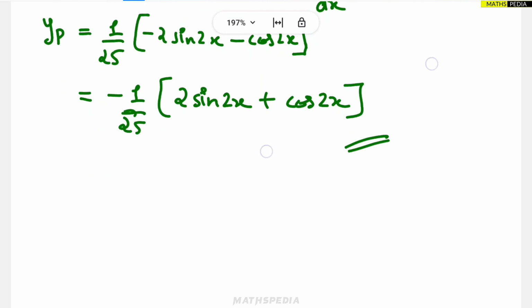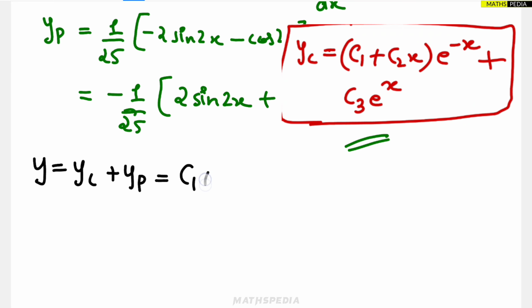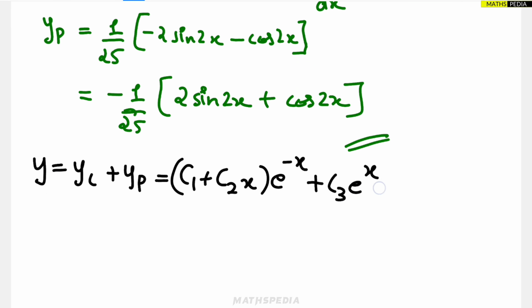Now I'll combine both to get the y value. Y is equal to yc plus yp. Yc value we already calculated, c1 plus c2x into e power minus x plus c3 e power x plus this entire thing, right? So plus won't come because minus is there, so this will remove.